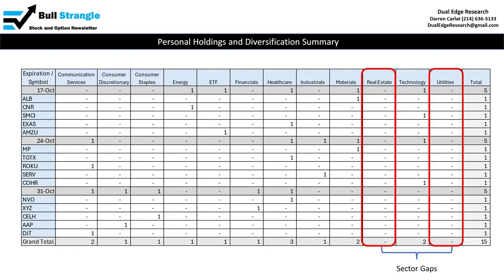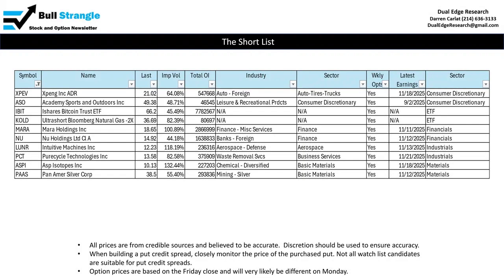Next, gaps in underrepresented sectors are identified. If certain sectors have no current exposure or only one position, those areas are prioritized for potential new trades. Conversely, if a sector is already well represented, it is temporarily de-emphasized to prevent overconcentration. Once the sector gaps are clear, the system turns to the bull strangle watch list. From this list, candidates are selected to fill the sector voids, forming a short list of trade prospects. Each of these stocks is technically sound and fits the broader objective of balancing sector exposure while maintaining high-quality setups.